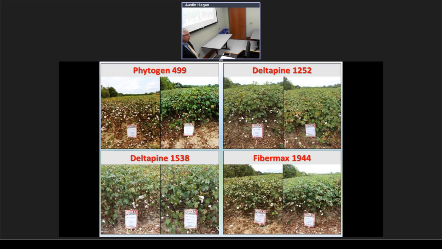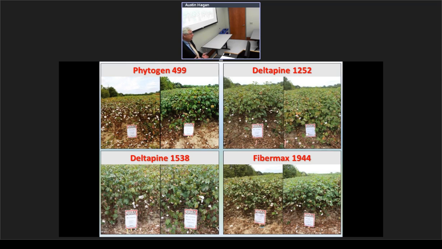Here with Delta Pine 1252 and 1538, you cannot tell any difference between the fungicide treated and the non-treated control. There certainly is some target spot in there, as I showed in the slide, but the level of damage is such that it's really having no effect on the yield of either of those varieties.